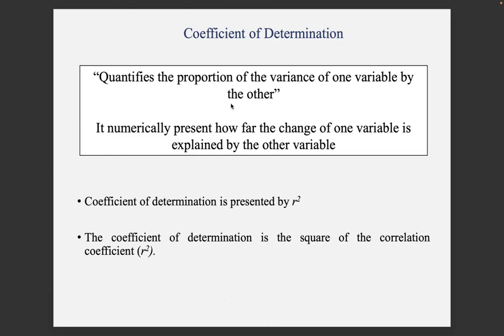Okay, so then the coefficient of determination quantifies the proportion of the variance of one variable explained by the other. It numerically presents how far the change of one variable is explained by the other variable. So the coefficient of determination is represented by R squared.